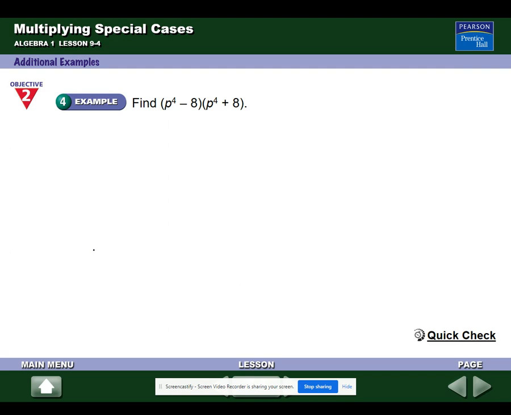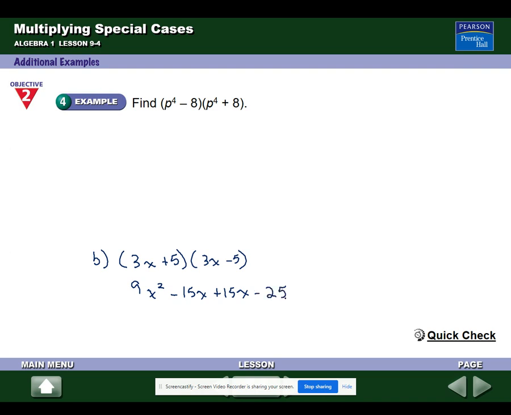Before we do that problem there, let me just make up a problem. How about 3x plus 5 times 3x minus 5? And then we'll come and apply what we do here to this problem. 3x times 3x would be 9x squared. 3x times negative 5 would be negative 15x. 5 times 3x would be positive 15x. And 5 times negative 5 would be negative 25.